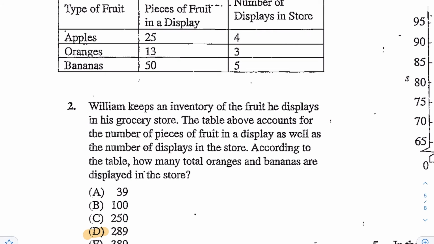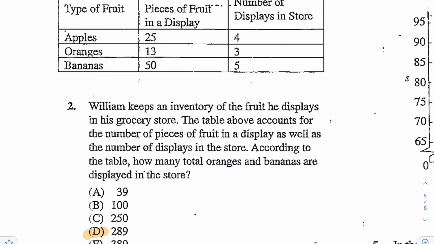All right, next for number 2, William keeps an inventory of the fruit he displays in his grocery store. The table above accounts for the number of pieces of fruit in a display as well as the number of displays in the store. According to the table, how many total oranges and bananas are displayed in the store?